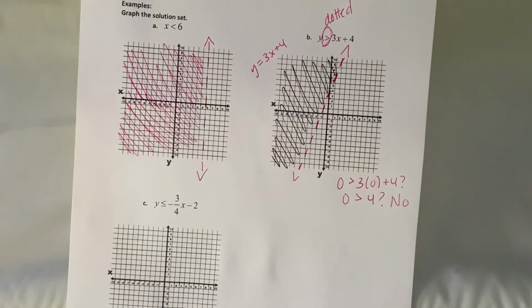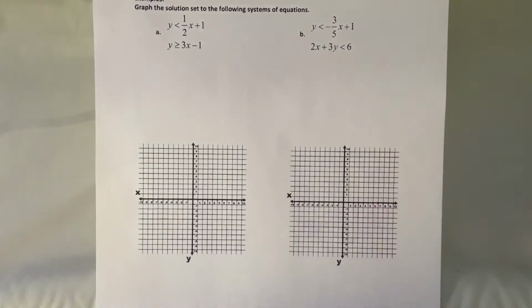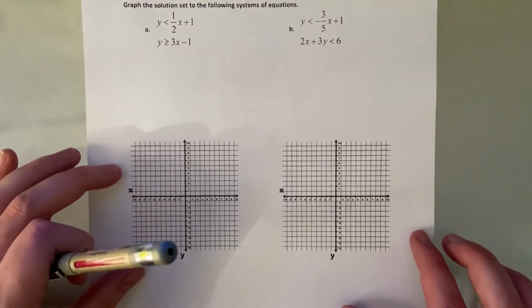So how does this all work when you have more than one equation, when you have a system? It means what we have to do is treat them both separately, find out which areas should be shaded for each one, and then the overlap is the area where we will shade our final answer. So let's look at this first one.